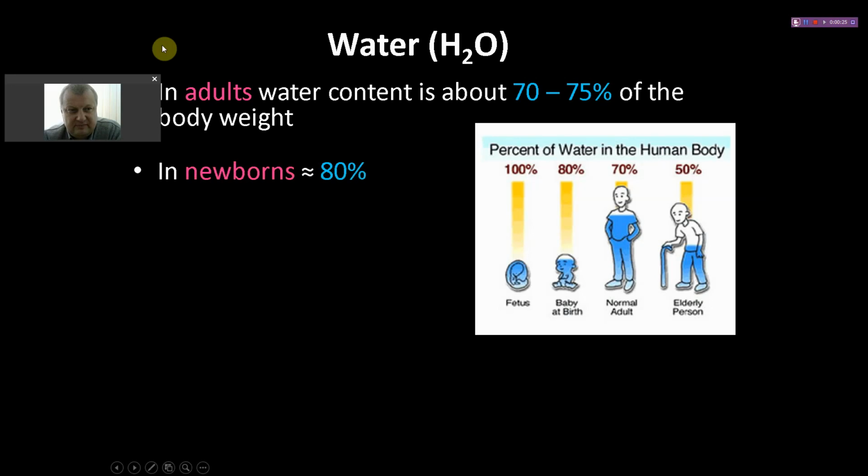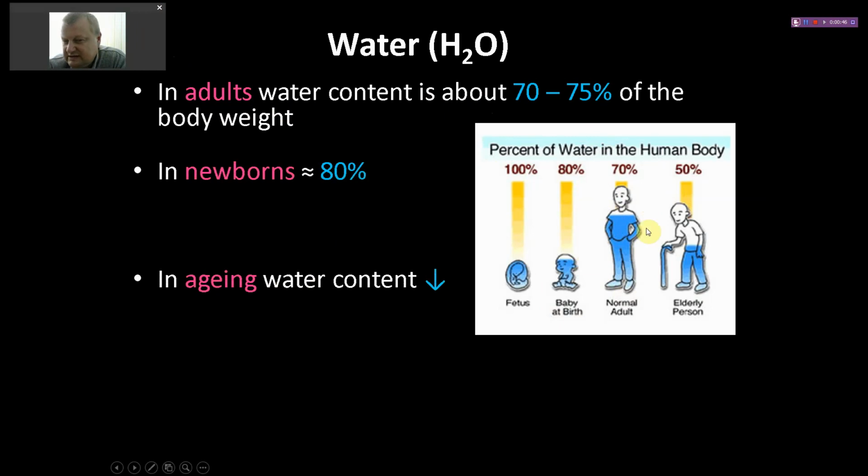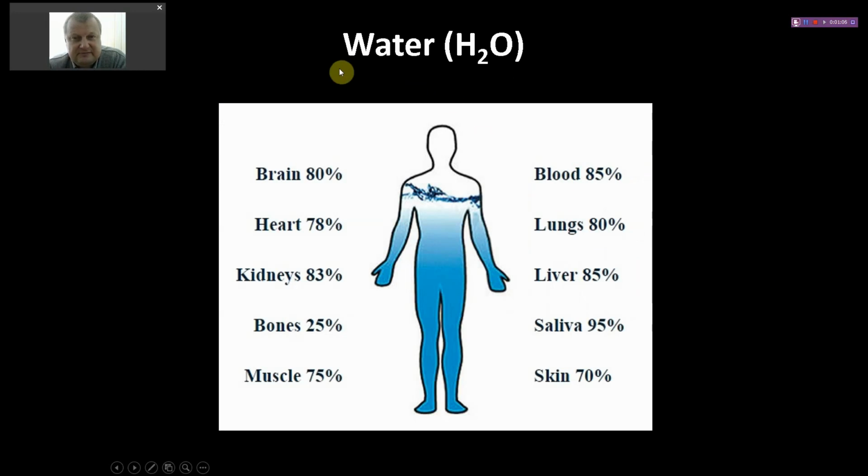The water. In adults, water content is about 70 till 75% of the body weight. In newborn, approximately 80% or more. And in aging, water content is decreased, and approximately 50% of the weight of the body is the water. It means the water is the main compound of our body. Okay, the water.